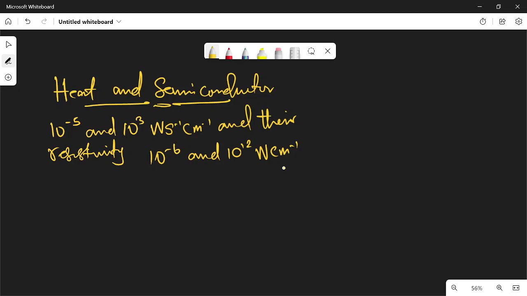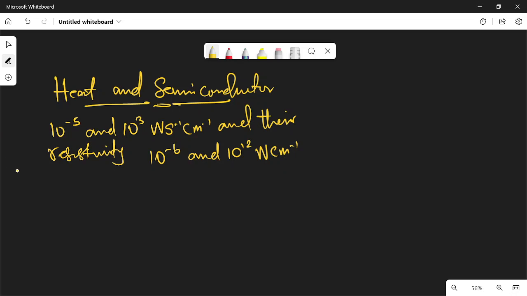Am I making sense now? Using the conductivity value, can you identify that this material is a semiconductor? That is why I'm giving you the conductivity value. 10 raised to power minus 5 to 10 raised to power 3 is very small compared to the resistivity value, which ranges from 10 raised to power minus 6 up to 10 raised to power 12. That's kind of huge. So you need to have that in mind for subsequent questions.